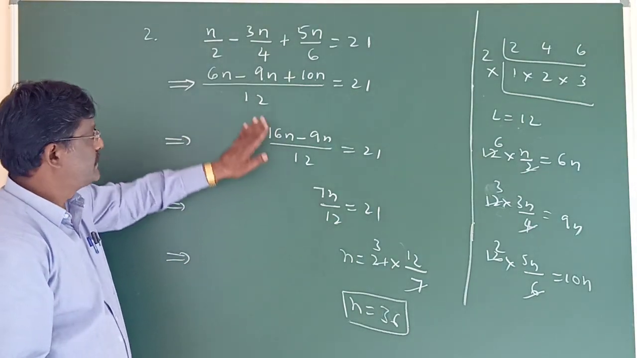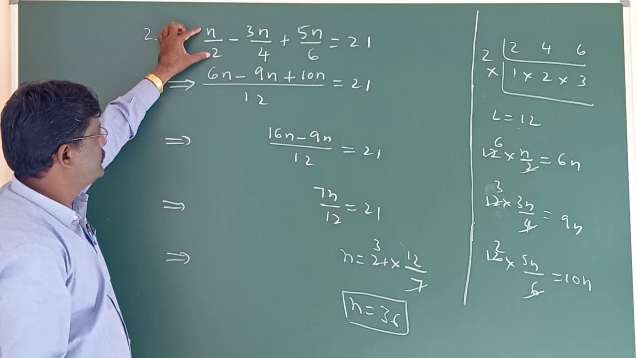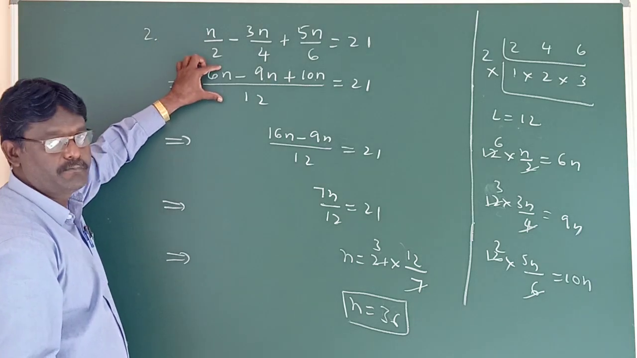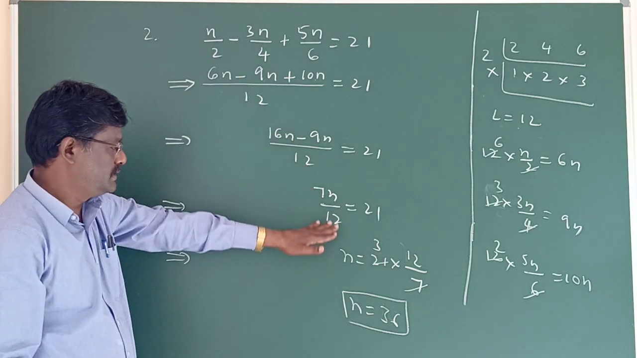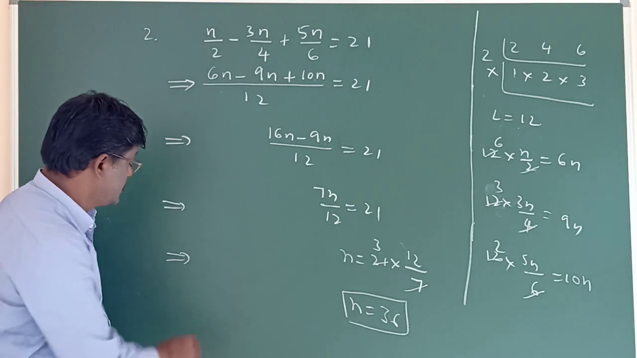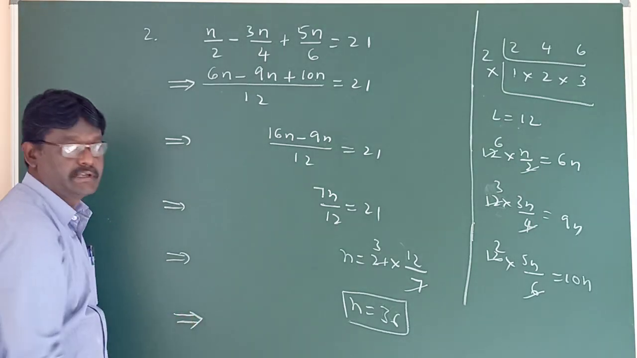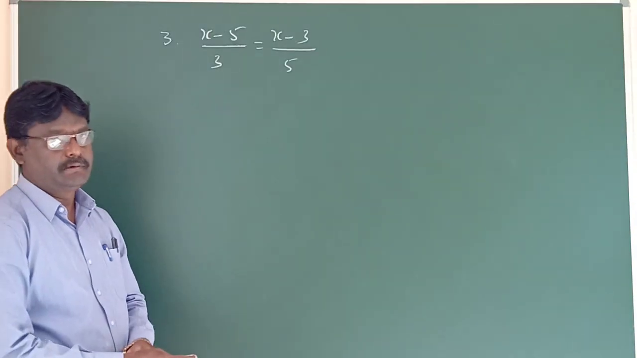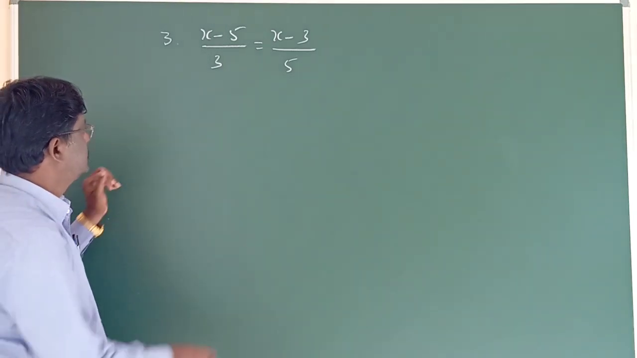In this case, what have we done? First we have to reduce into simpler form, and then as usual just solve them, children. This implies n equal to 36. Now we shall take the third.